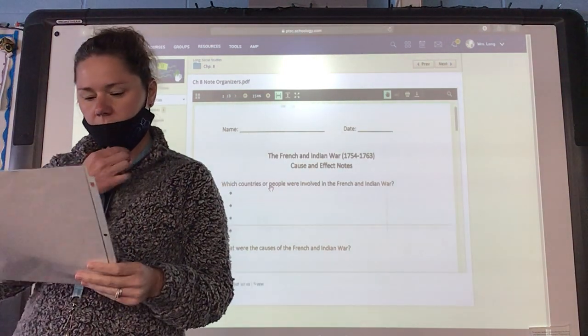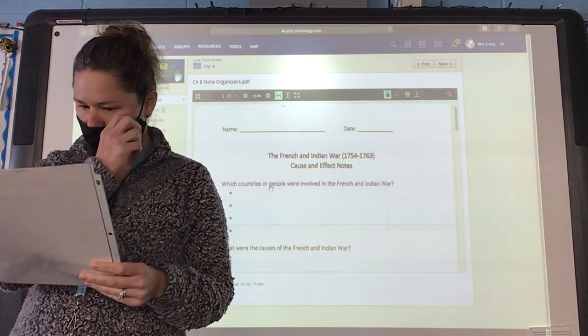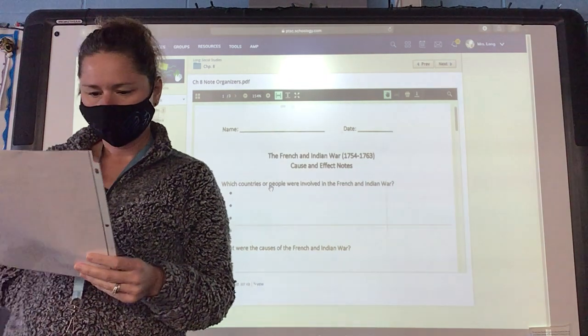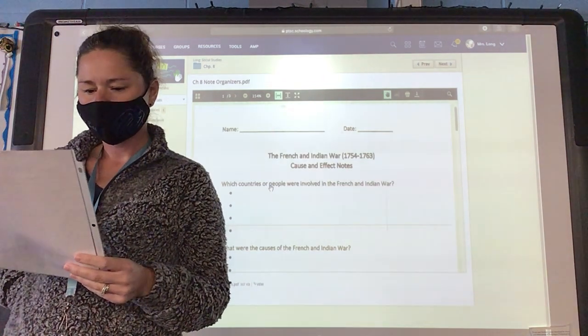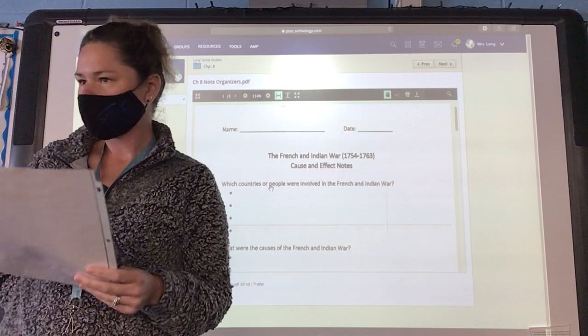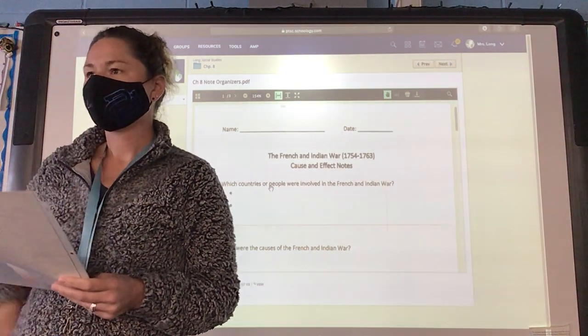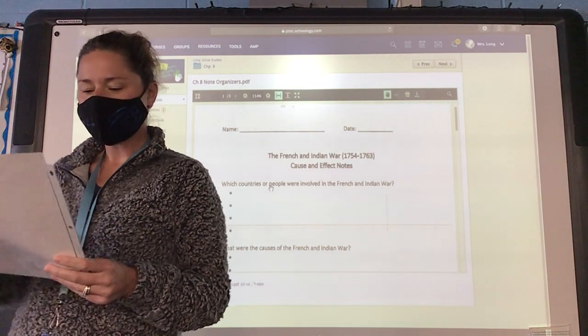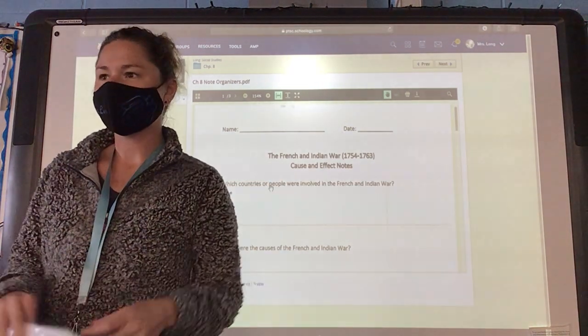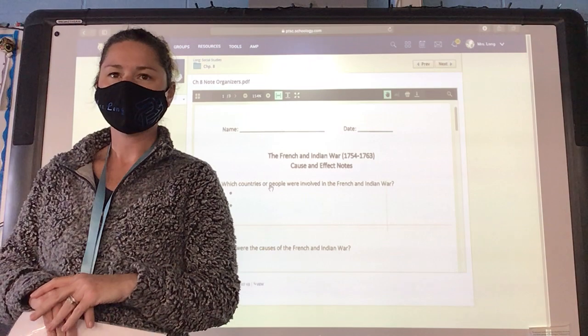Sean? I put 2 countries and 2 people. Is that okay? Because there were 4 dots. I put France, Britain, and Ben Franklin. Those weren't 2 people necessarily that were fighting in it. There were mainly countries, and Native Americans were a group of people that were fighting. Okay, so those are the 4 you need down.